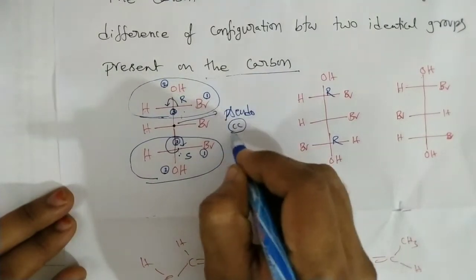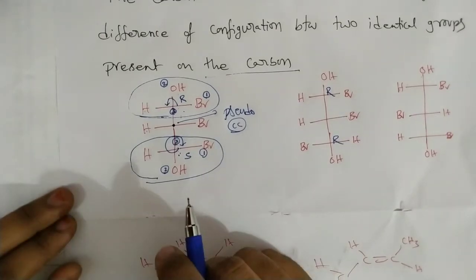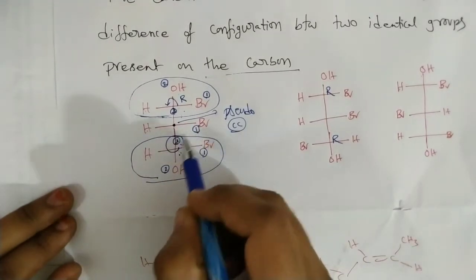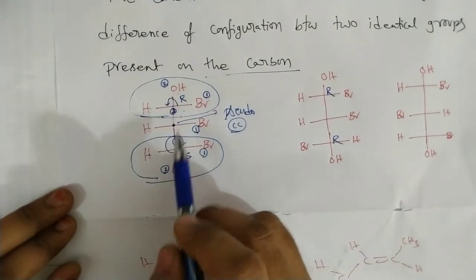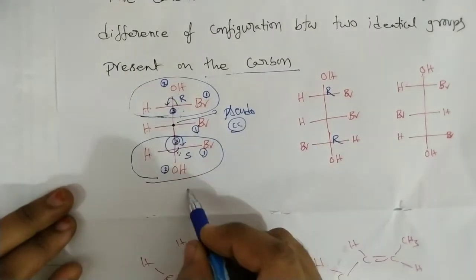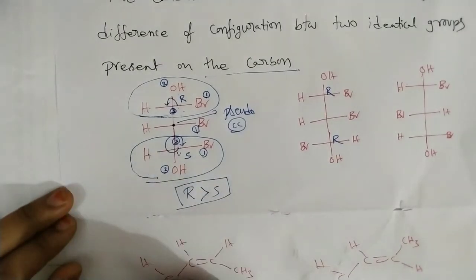This is a pseudo-chiral carbon. As we are discussing, the chiral carbon has a specific configuration, either R or S. For a pseudo-chiral carbon also, a specific configuration must be given. In this case, bromine has the highest priority. Next, hydrogen, bromine, OH, and hydrogen, bromine, OH are structurally the same, but here R configuration and here S configuration. So which group gets higher priority? Between R and S, the R group has higher priority based on the CIP rules.